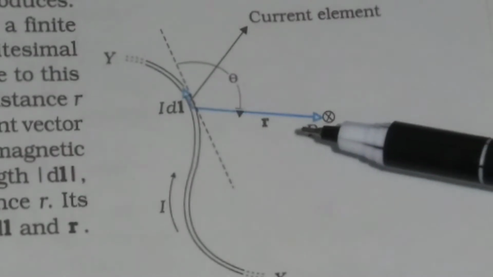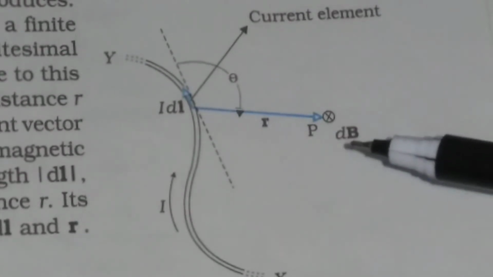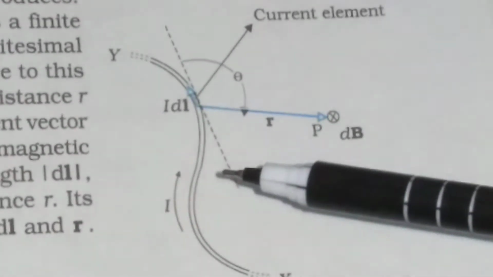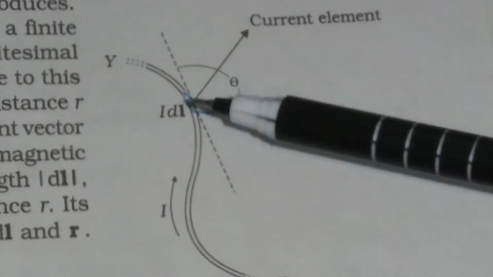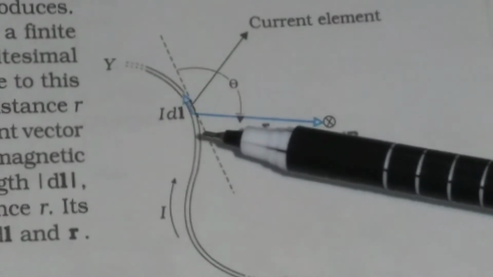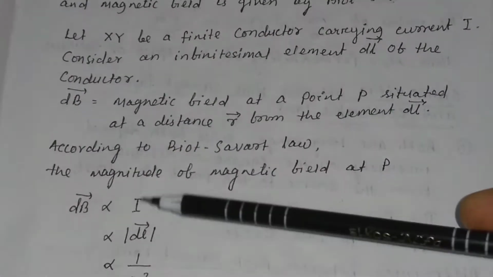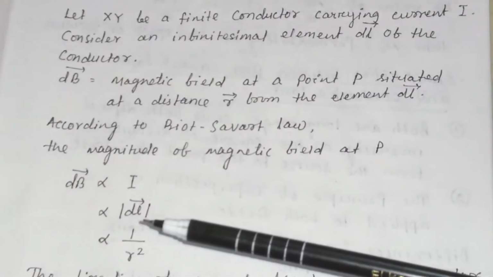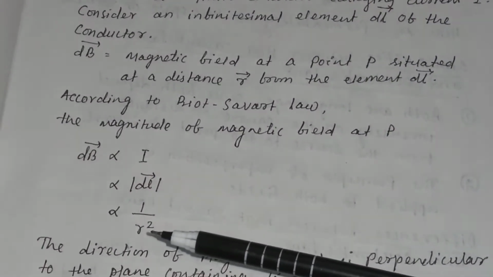According to Biot-Savart law, the magnitude of the magnetic field at P, that is dB, is proportional to the current I flowing through the conductor. dB is also proportional to the small element dl and proportional to 1 by r square. So dB is proportional to I, proportional to the infinitesimally small element dl, proportional to 1 by r square.